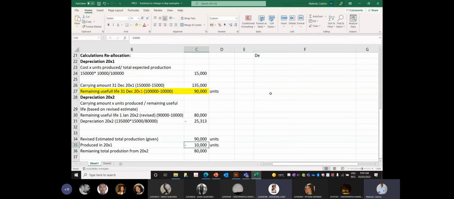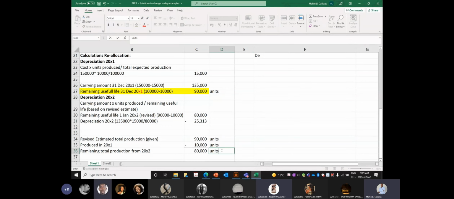The remaining total production would then be the 90,000 units, that's the revised estimate given in the question, minus the number of units that were already produced, which was 10,000 units. So the remaining total production from 20X2 is actually 80,000 units. Are we together now? This is 80,000 units. Yes, sir.